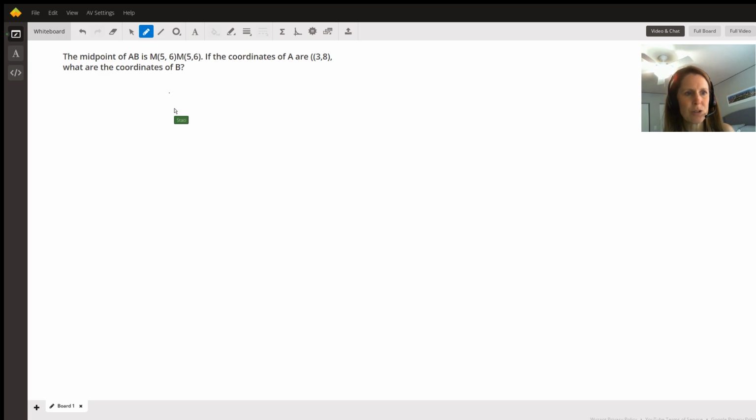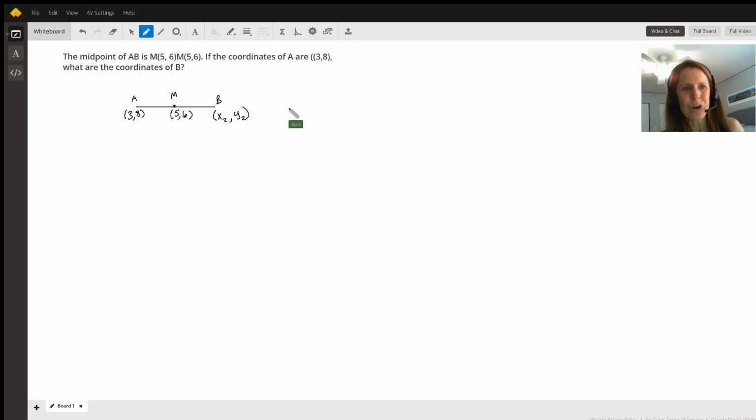So first thing I'm going to do is just draw a quick picture so that I can visualize what I'm doing. And then we know the coordinates for A are 3, 8, and the coordinates of M are 5, 6. And we don't know the coordinates of B, so I'm just going to call them x2 and y2, and these are the coordinates then that we're going to solve for.